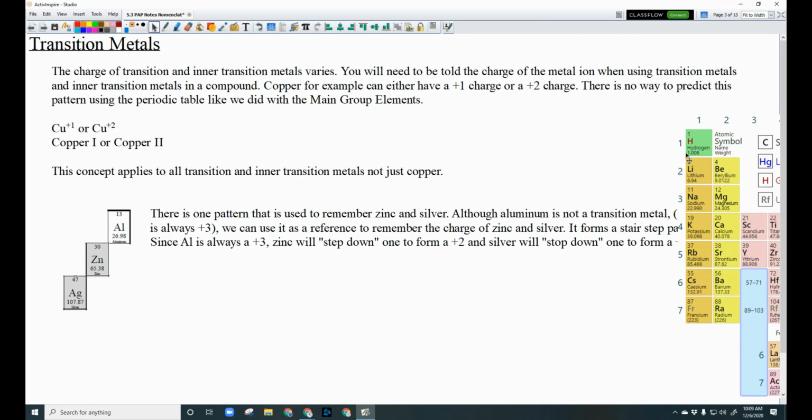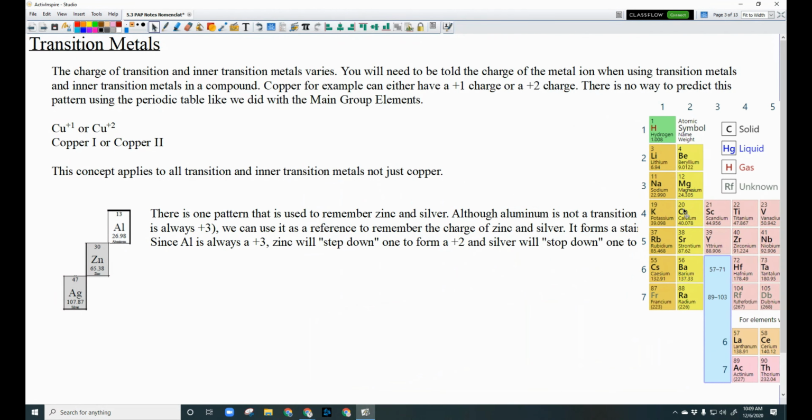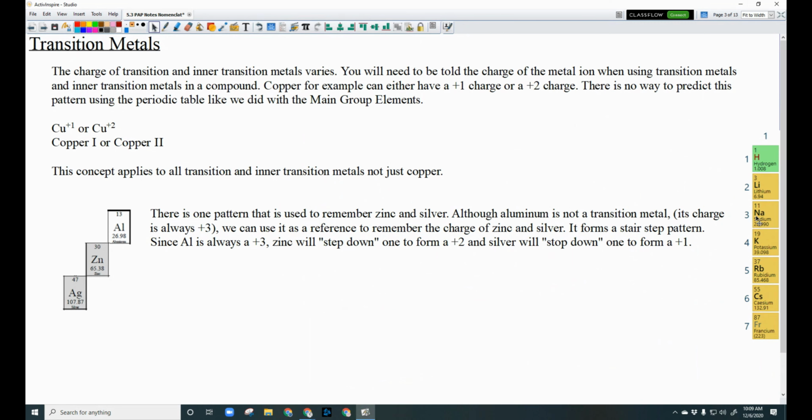There's another section here, this blue section. These are called inner transition metals. The reason they're called inner is because they're underneath the stair step. Again, the stair step goes like this. So they're underneath the stair step, but they're not in the transition metal block, the D block. They're called inner transition metals, and they behave just like the transition metals. That's why they're called inner transition metals: they're under the staircase, but they act like transition metals.